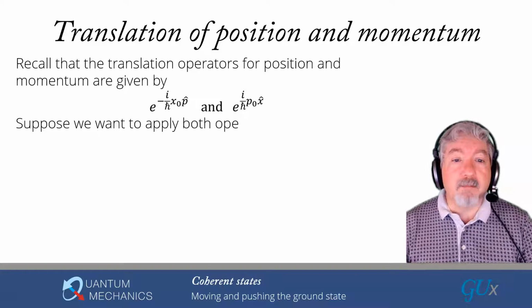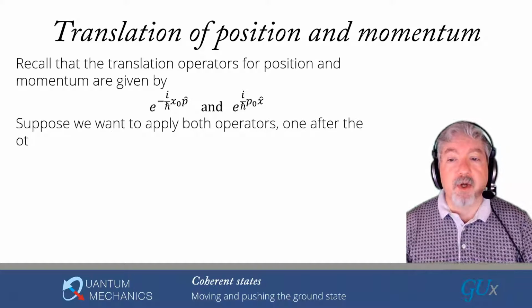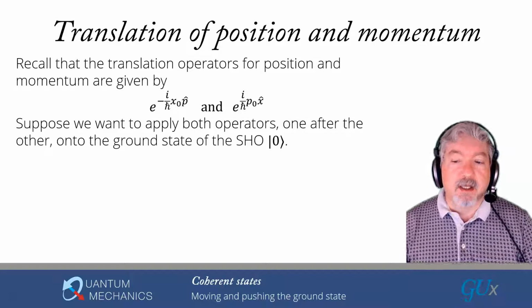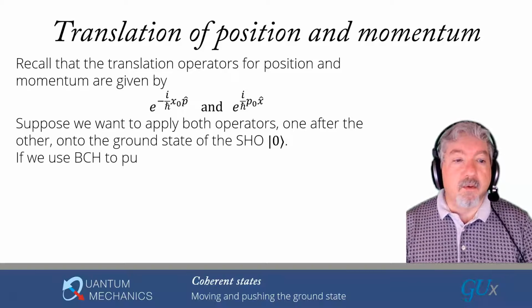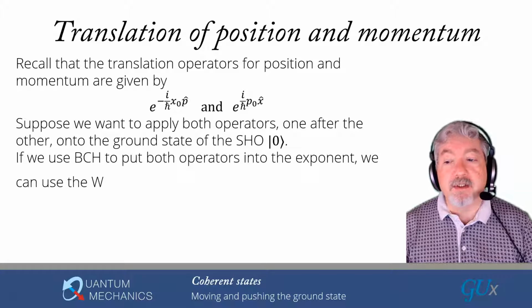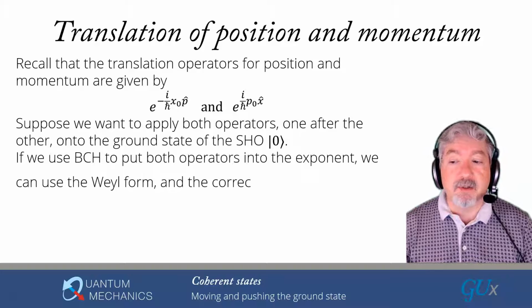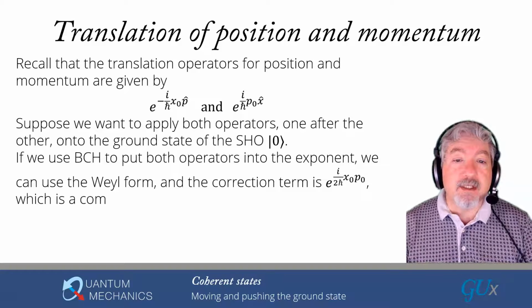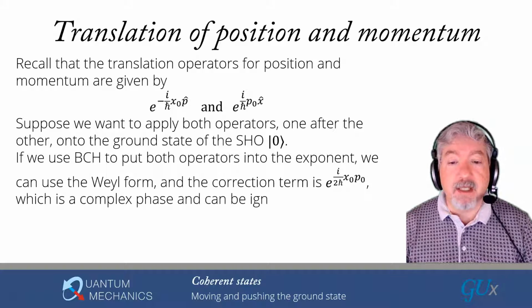Now, suppose we want to apply both of these operators, one after the other, onto the ground state. We can use the BCH identity to put both operators into the exponent. In this case, it would be viewed as an entangling identity. And we can use the Weyl form because the commutator of x with p is i h bar.